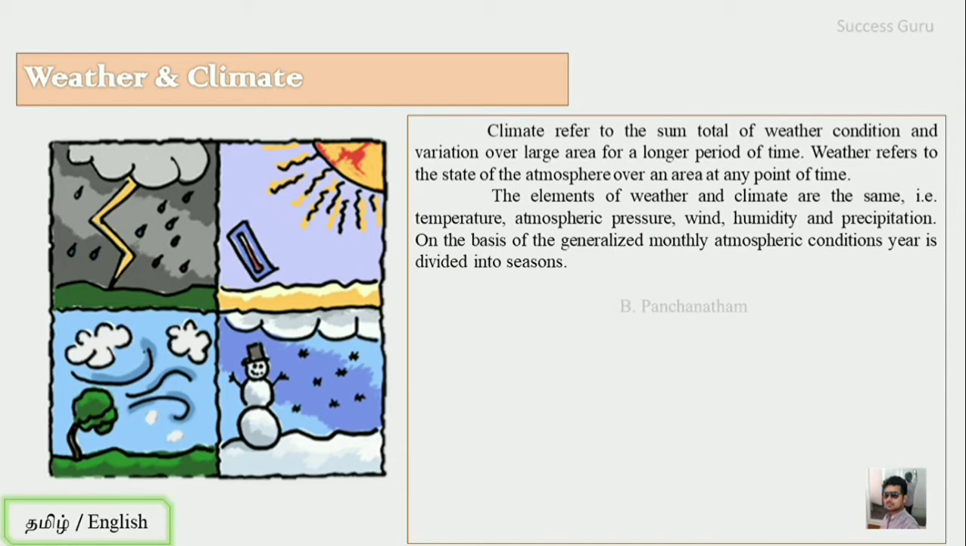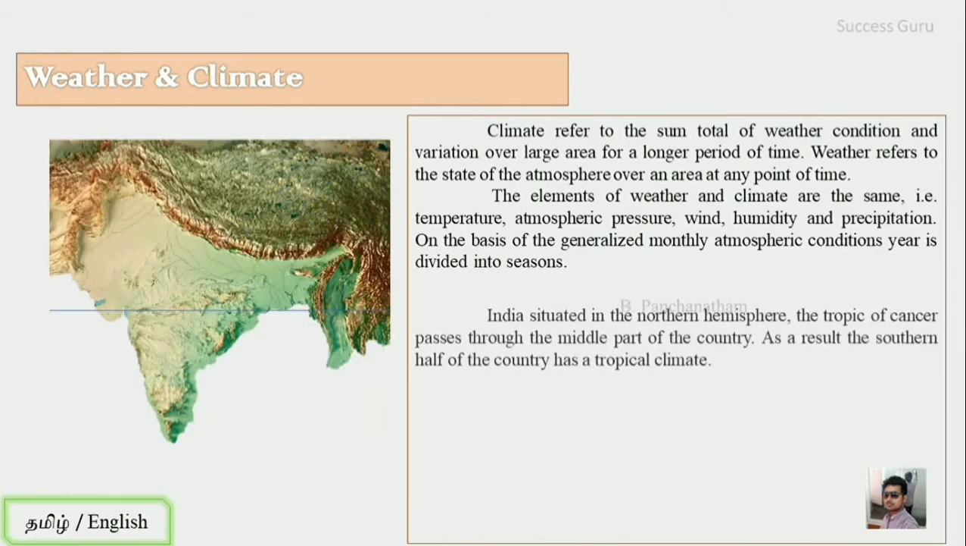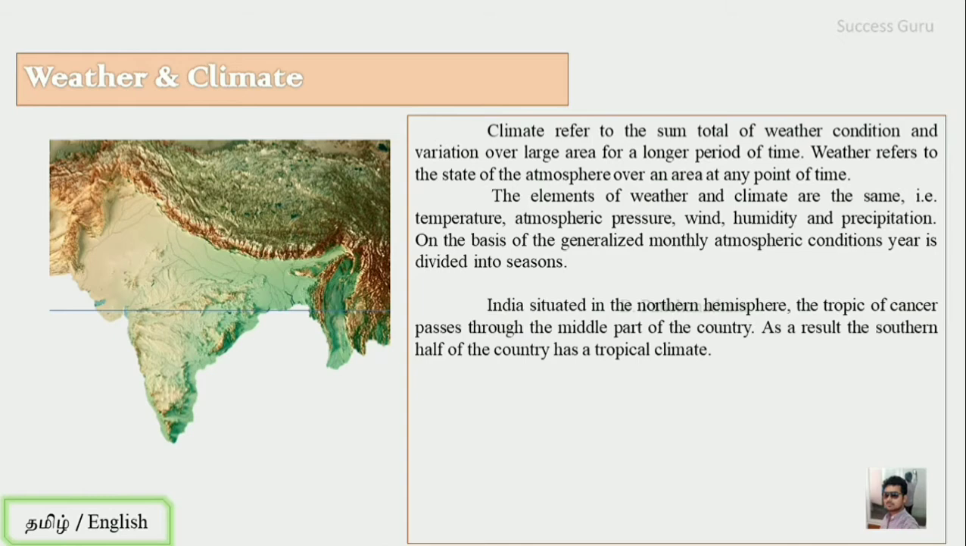On the basis of generalized monthly atmospheric conditions, the year is divided into seasons. As you know, there are 4 seasons. Let us get into the Indian heading. India is situated in the northern hemisphere. The Tropic of Cancer passes through the middle part of the country, and as a result, the southern half of the country has a tropical climate and the northern part a subtropical climate.